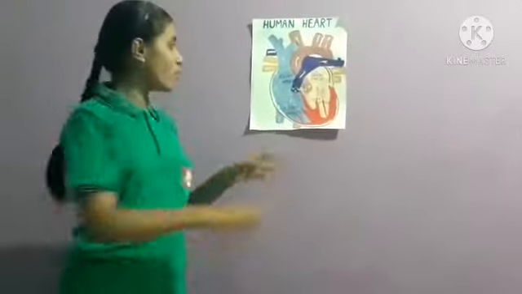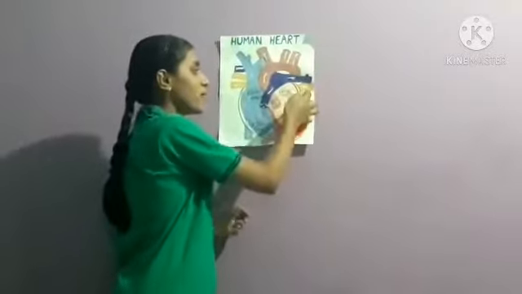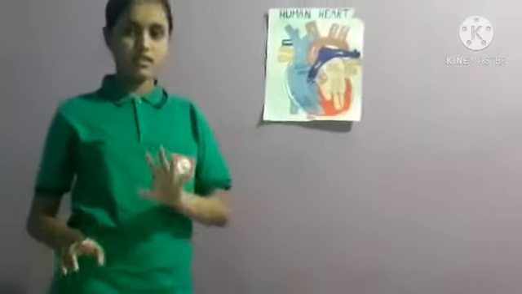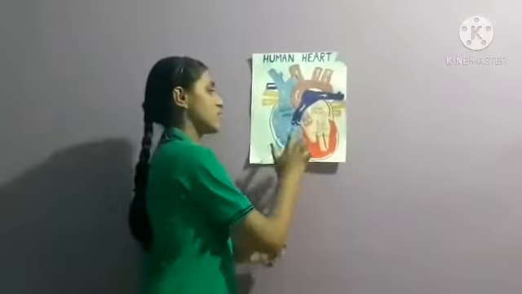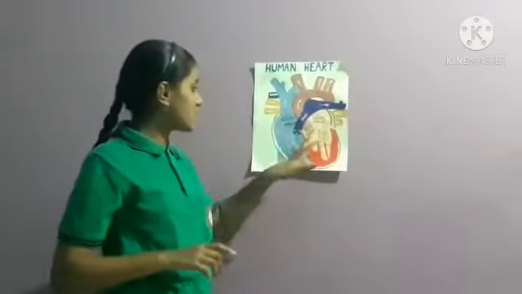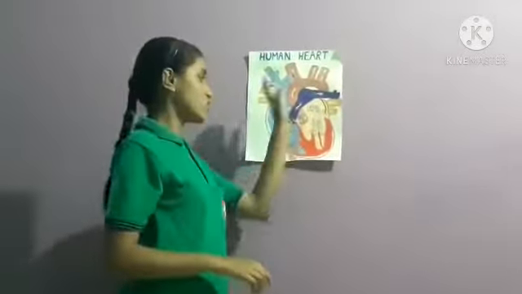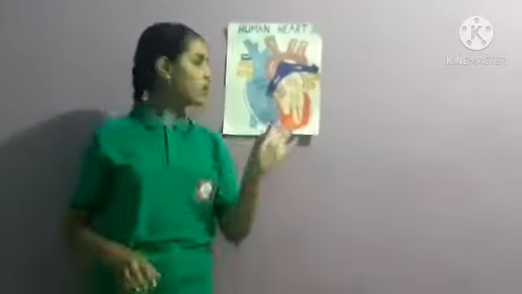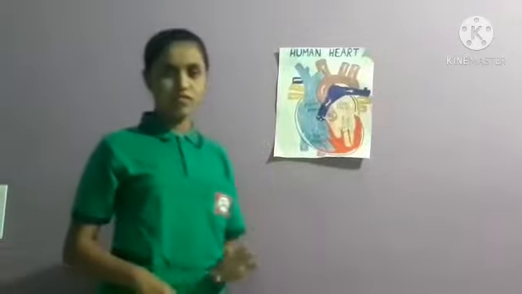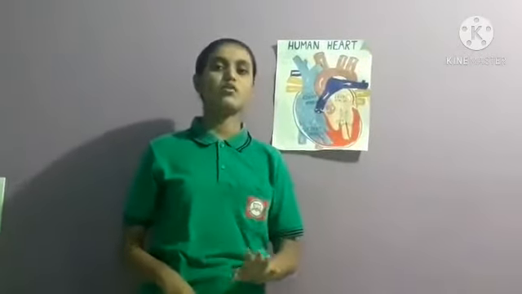I have explained about the pulmonary artery and pulmonary vein. So you might be knowing about the common difference between arteries and veins. Arteries carry blood from the heart to the body parts, and veins carry blood from the body parts to the heart. This is the common difference of arteries and veins. So this is the mechanism of heart. This is how the human heart works.